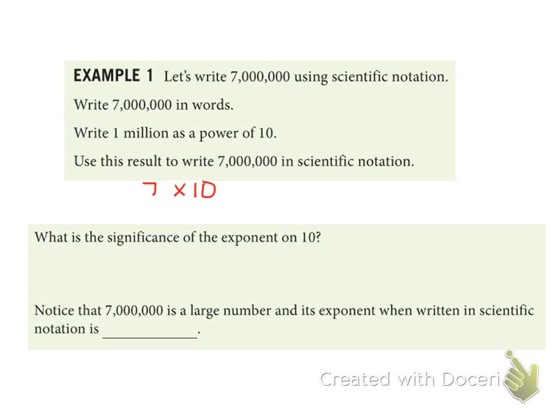Is this a small number or a large number? It's a big number. Okay, so what's the sign of the exponent? It's going to be positive. Now, how far do you have to move the decimal point to move it behind the 7?